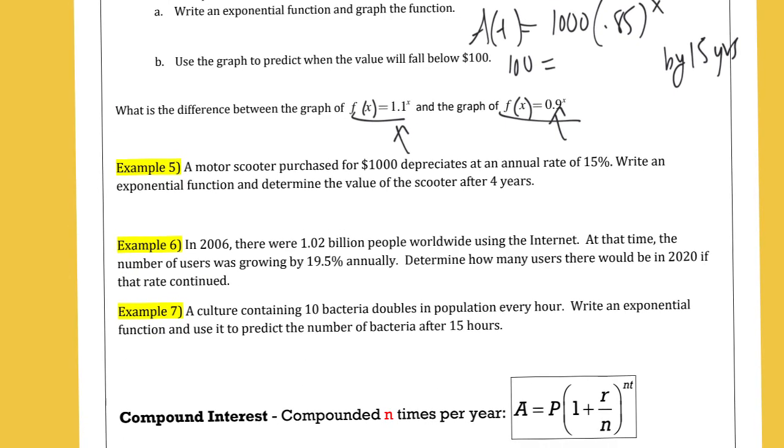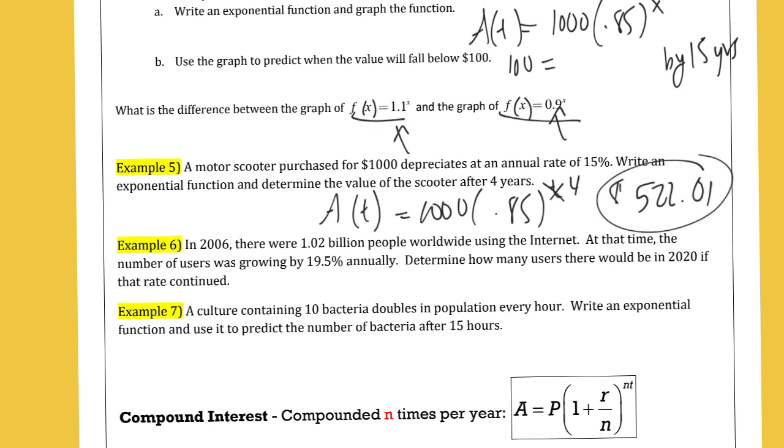Oops, I should get a pen. You would go with the amount that it's worth based on time. It's going to be 1,000. If it depreciates, it's going to be going down in value. So 0.85 to the T. And they said put it as 4, so put this as a 4. Okay. And if you evaluate that, you're going to get $522.01. Okay. So there you go.